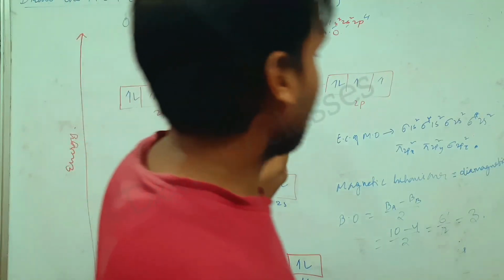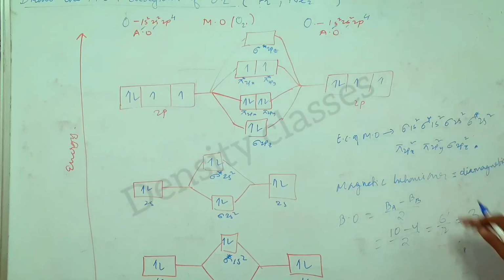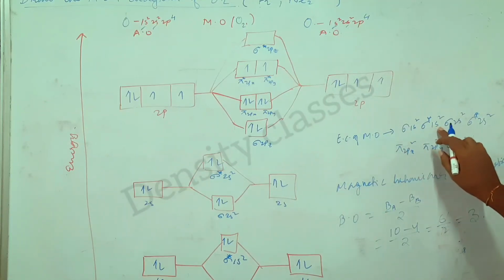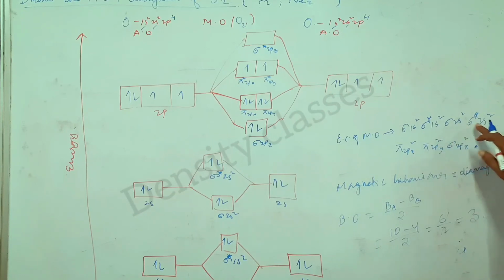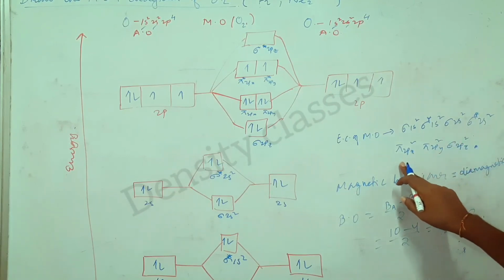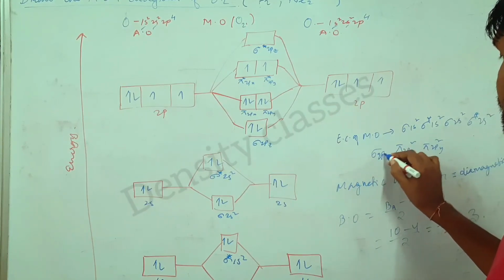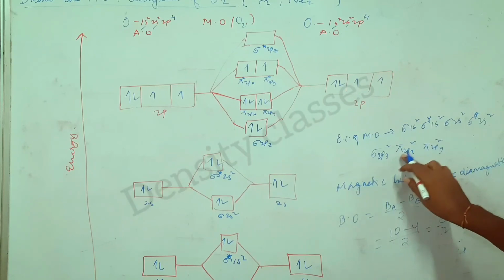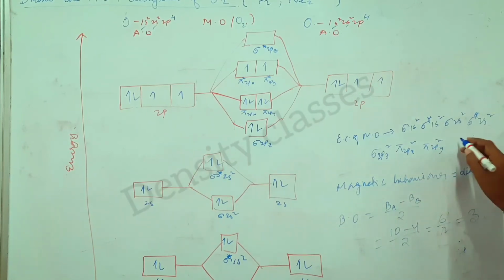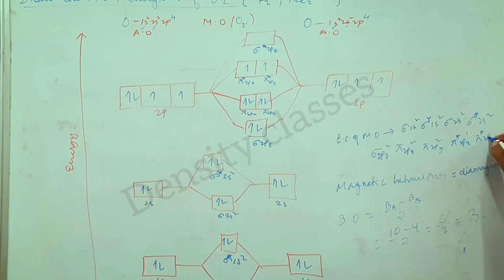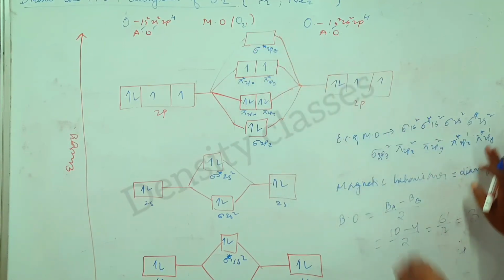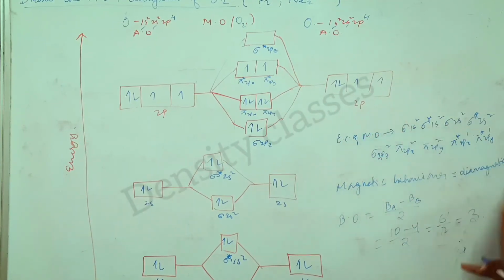Now we will write the electronic configuration. So the electronic configuration we write the same way: 1s2, sigma star 1s2, sigma 2s2, sigma star 2s2. Then we will write here sigma 2pz2, then pi 2px2, 2py2. Then we will write pi star 2px1, pi star 2py1, and 2pz is not there, so we will not write it. So this is the electronic configuration of the molecular orbital.